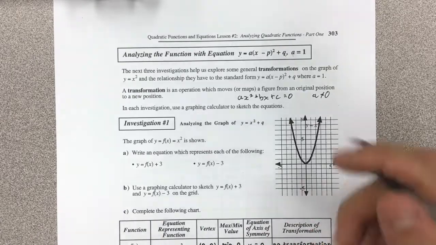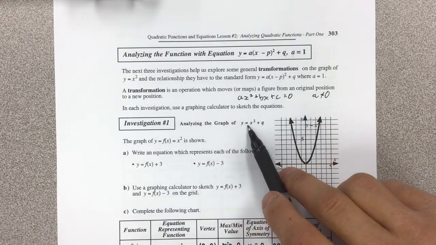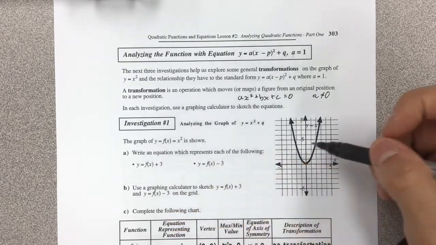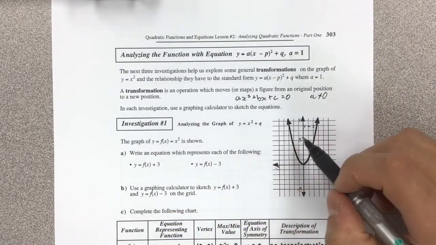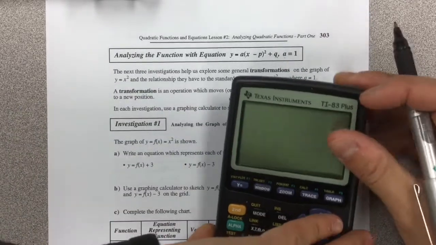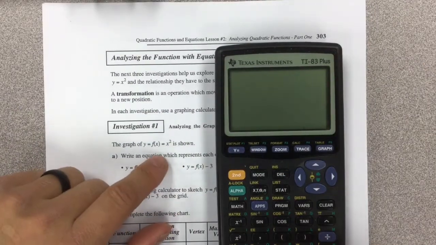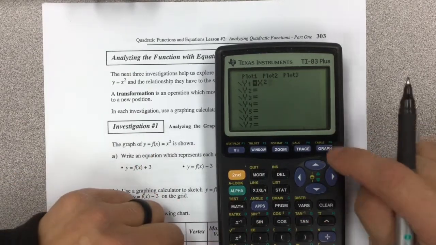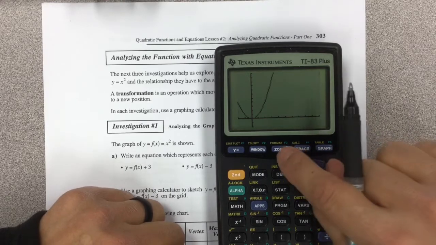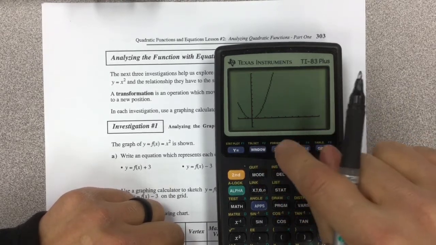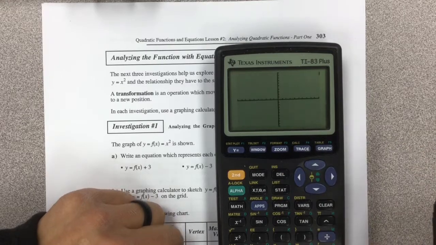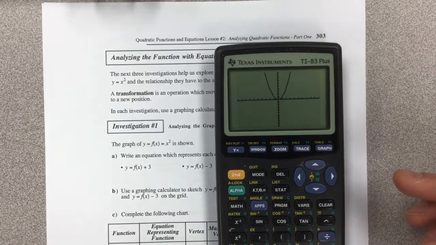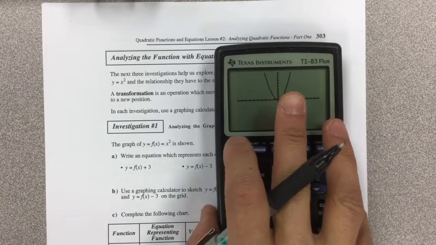So here I have the graph of y is equal to x squared plus q. If we look at x squared plus q here, if we were to put this in our calculator, all we're actually doing is inputting f of x is equal to x squared. So if I plug in x squared in my graph, I get something like this. Make sure that your graph is in standard window settings, and you should get a graph that looks like this. f is equal to x squared.